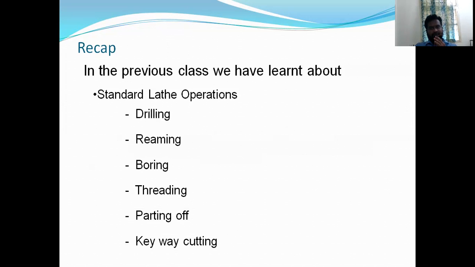For doing drilling operation, we are using the drill bit, and it will be fixed in the tailstock. Reamer is also fixed in the tailstock. Boring tool is also fixed in the tailstock. For doing thread cutting operation, we are using the half nut mechanism. Parting off operation means we are removing the finished material from the bar stock. Keyway cutting is used to provide slots on cylindrical parts. Okay, so these are the operations we have learned so far.